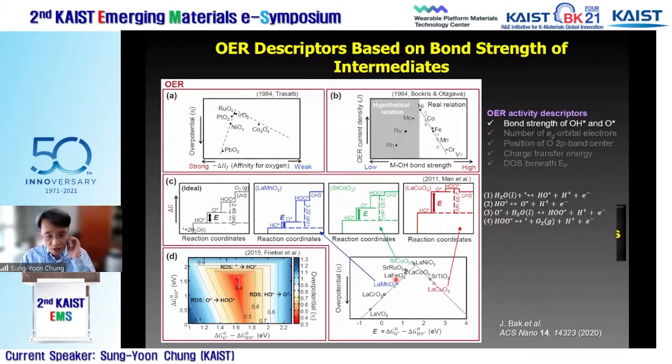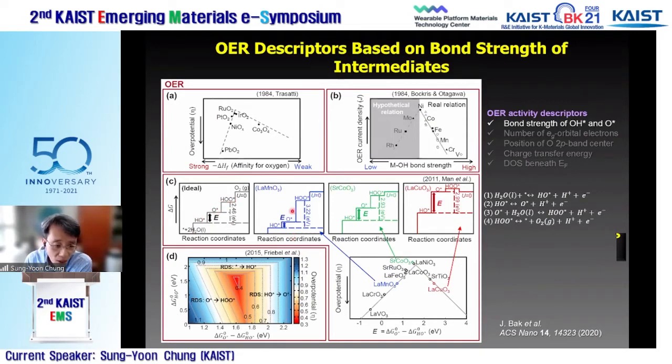In the earlier stage, the first generation descriptor was based on the bond strengths of the intermediate species, such as OH or OOH. As you can see in this graph, in principle, the 4 electron reaction is based on 4 steps. For each step, as you can see in this slide, this is an ideal case: each step is 1.23 volts. So that is the ideal case, and I think this is the perfect electrocatalyst for the oxygen evolution.